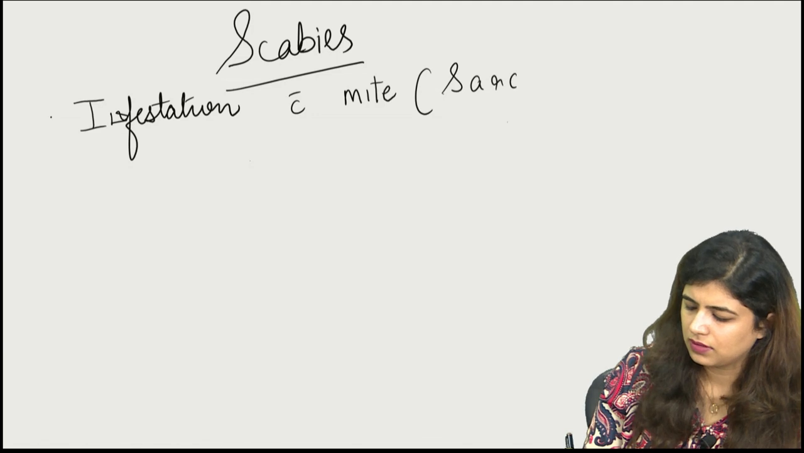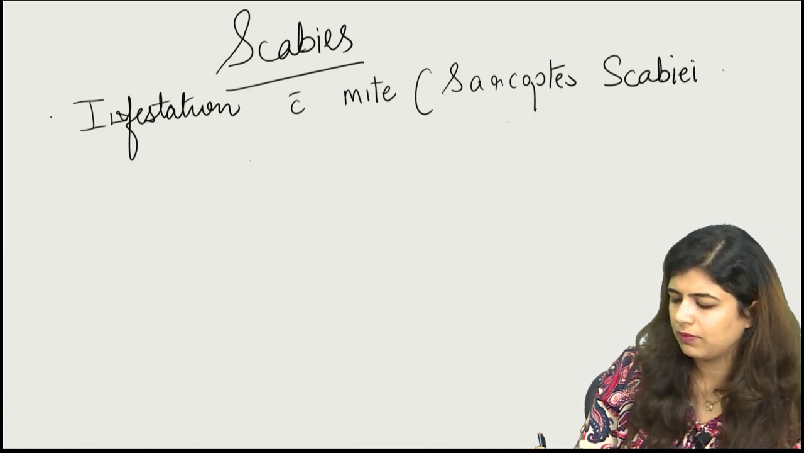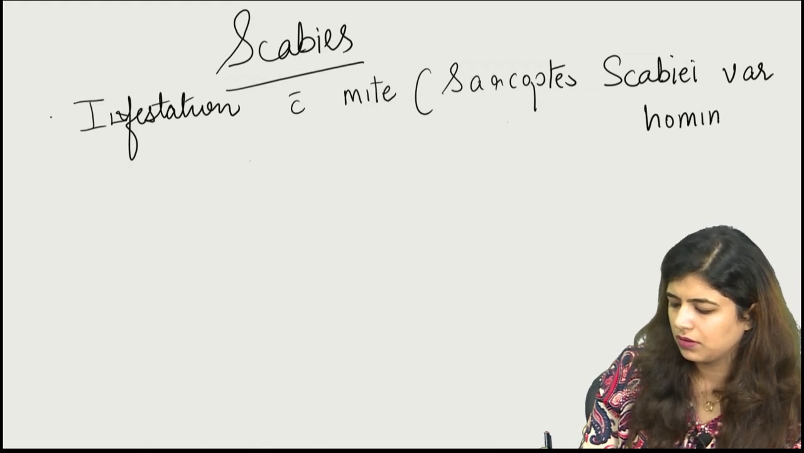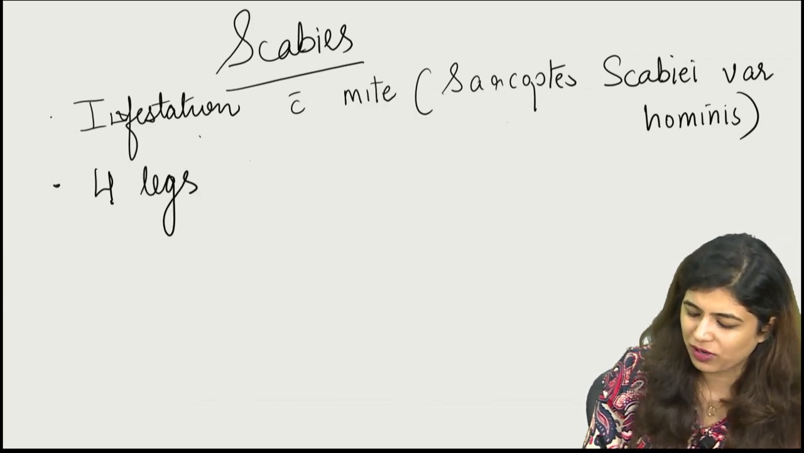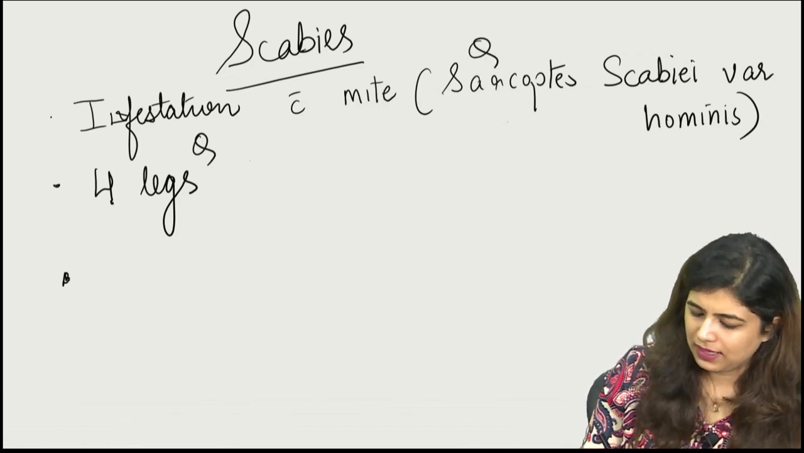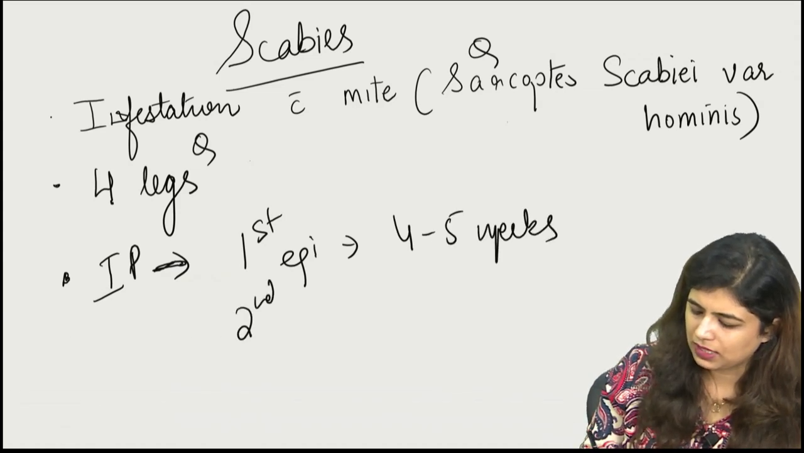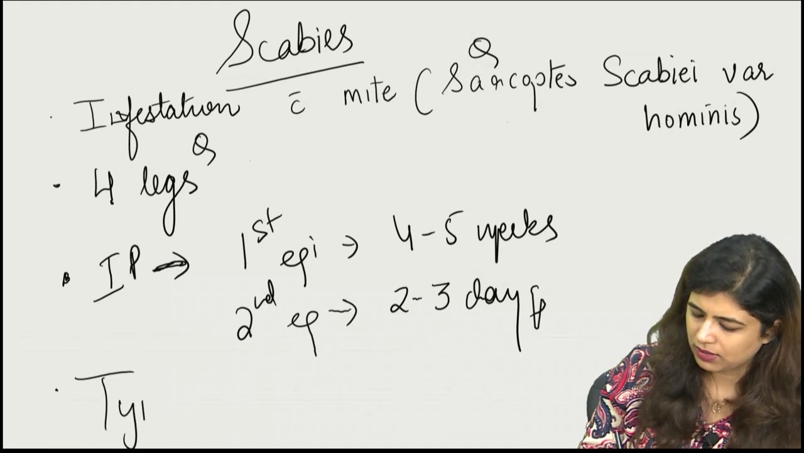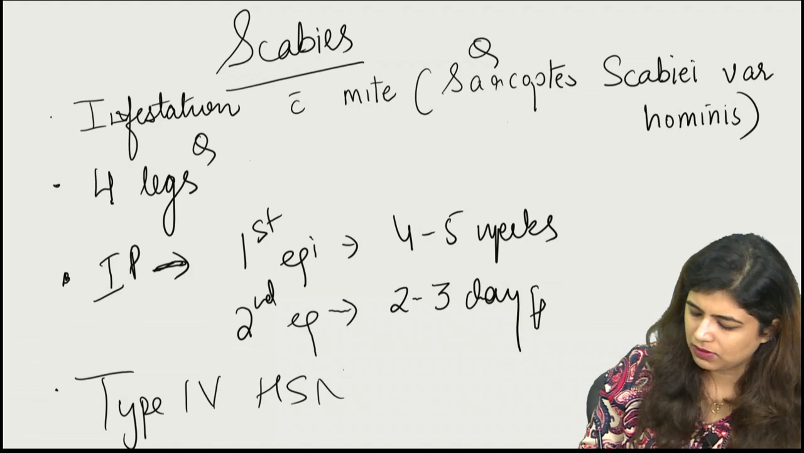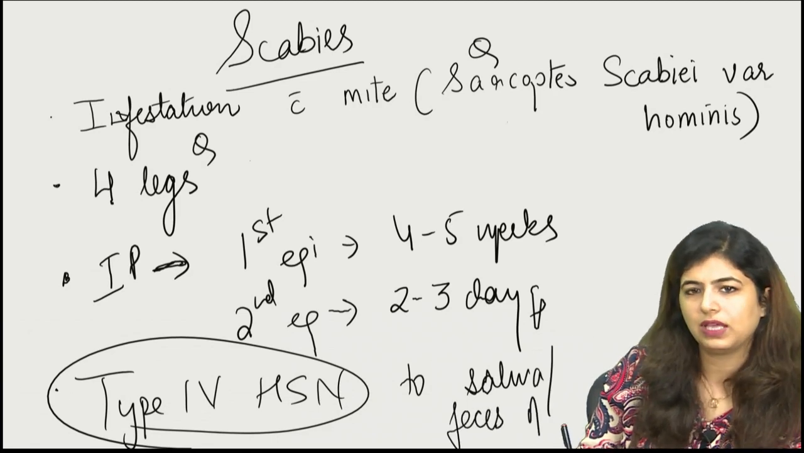called Sarcoptes scabiei var hominis. You also need to know that this mite has four legs. Yes, you need to know this, that it has four legs. Then, what is the incubation period? Incubation period for the first episode is around 4 to 5 weeks, while for the second or subsequent episode it is around 2 to 3 days. Why? Because this is generally a type 4 hypersensitivity response to the saliva or feces of the mite.